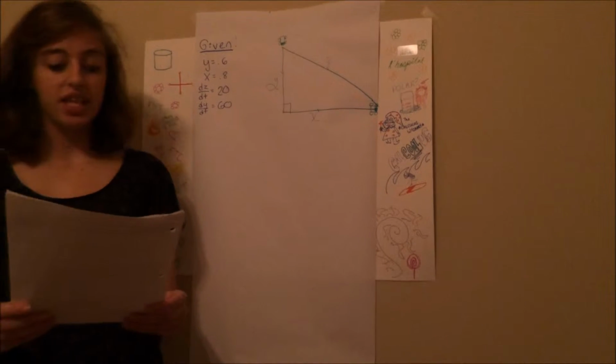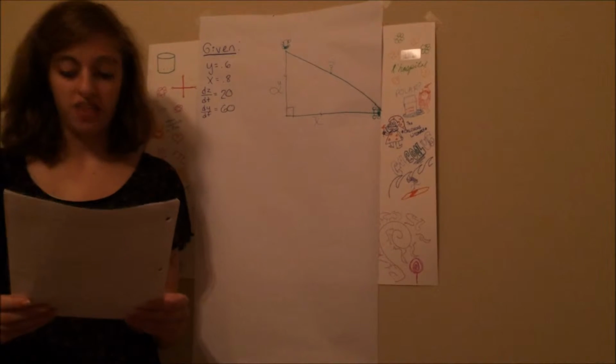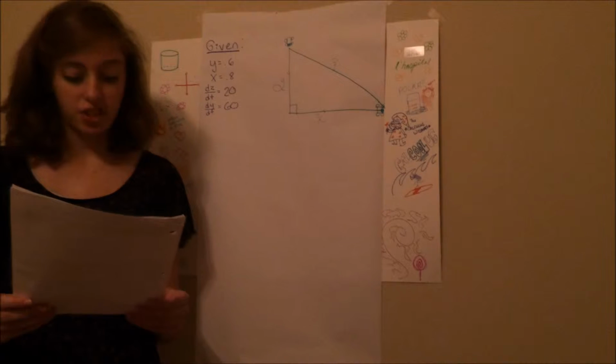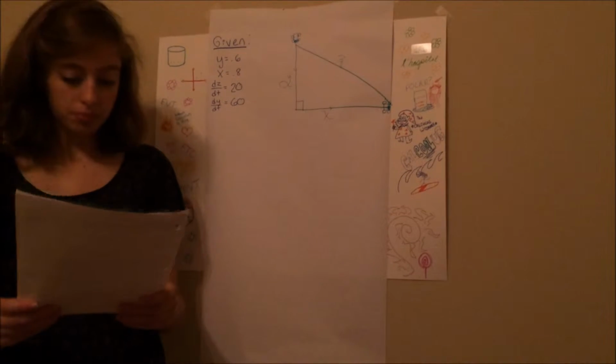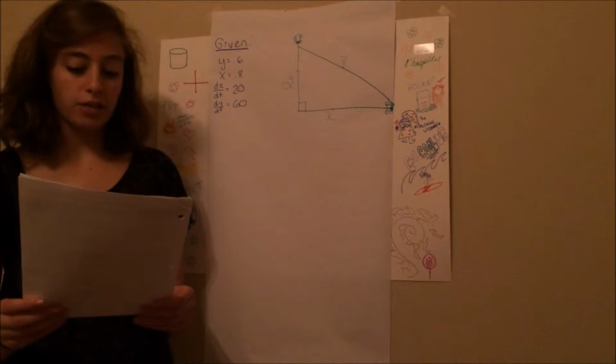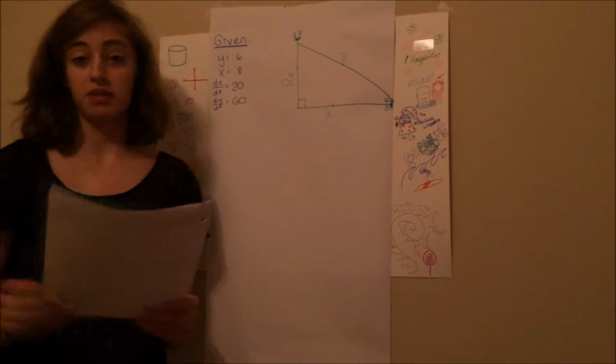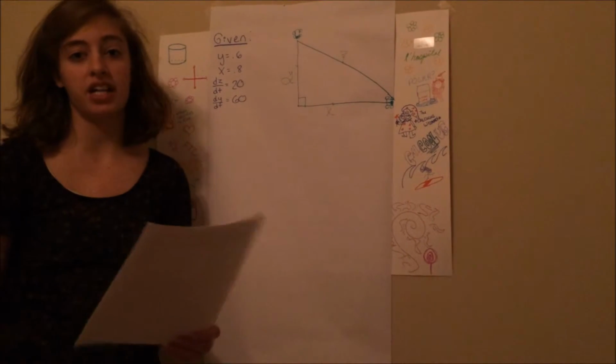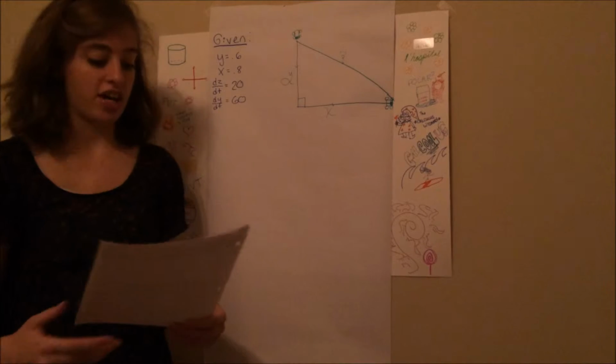Alright, so when the cruiser is 0.6 miles north of the intersection and the car is 0.8 miles to the east, the police determined with radar that the distance between them and the car is increasing at 20 miles per hour. If the cruiser is moving at 60 miles per hour at the instant of measurement, what is the speed of the car?